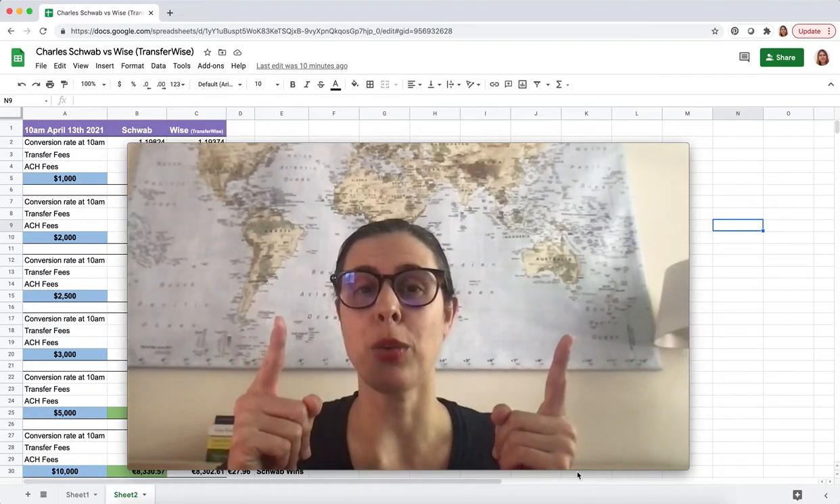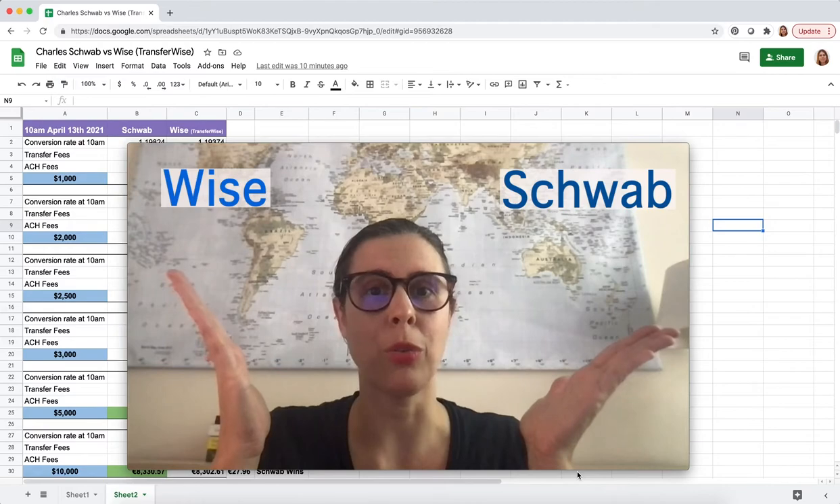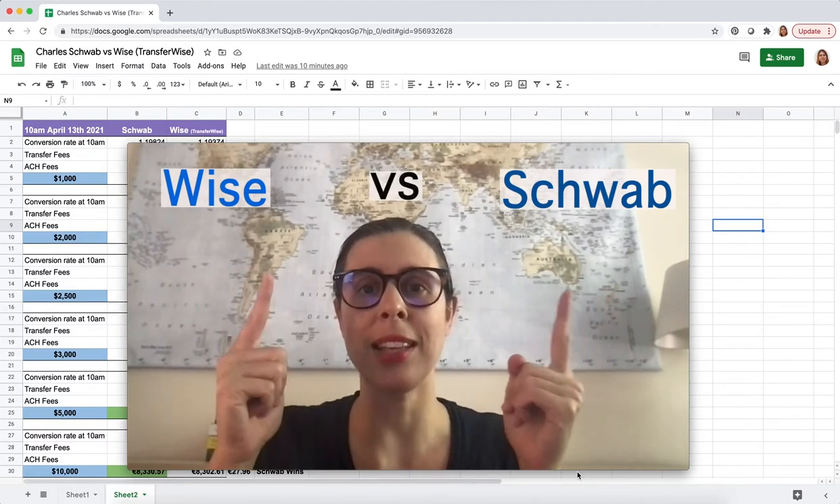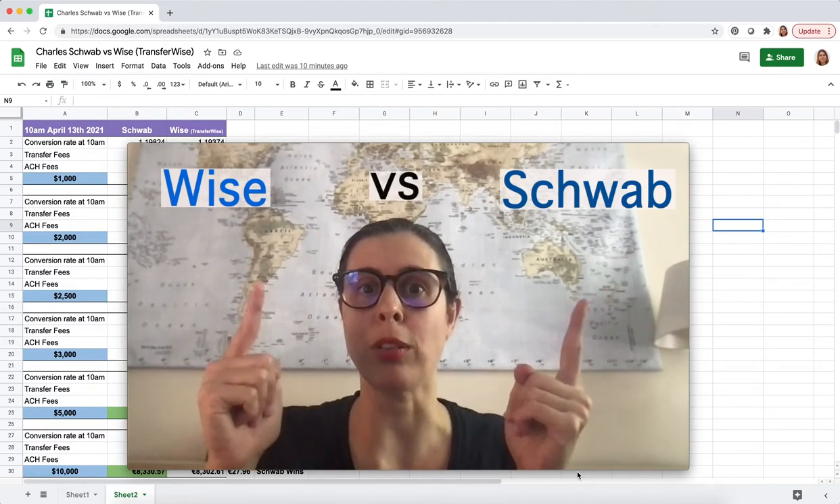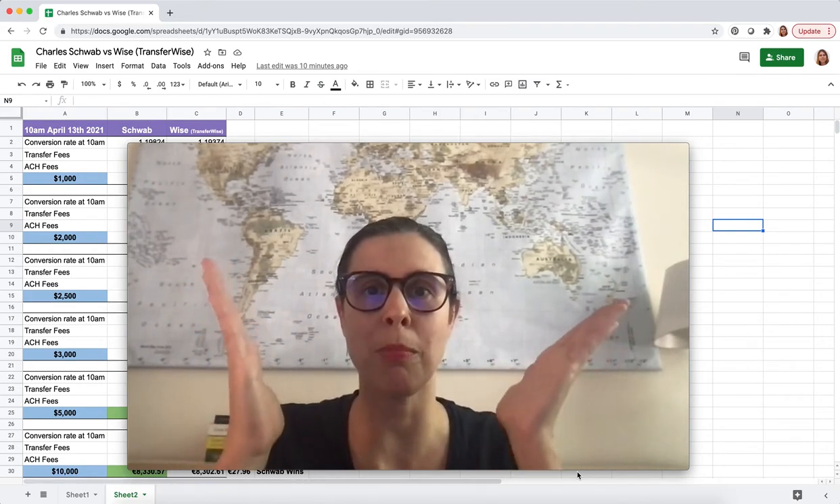So I'll be walking through a comparison of Charles Schwab versus TransferWise, now known as Wise, to know which one is better to transfer money abroad. We'll be looking at different scenarios and what the benefits of each method are.